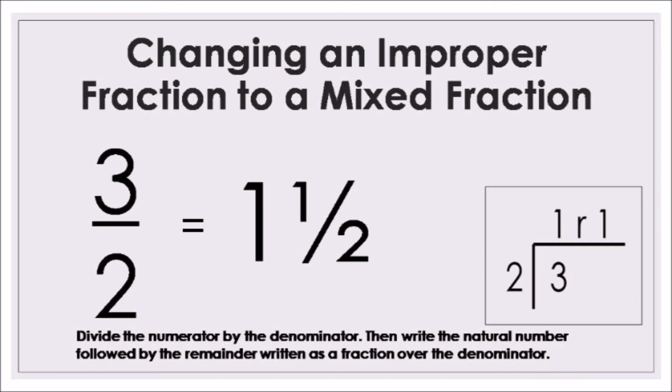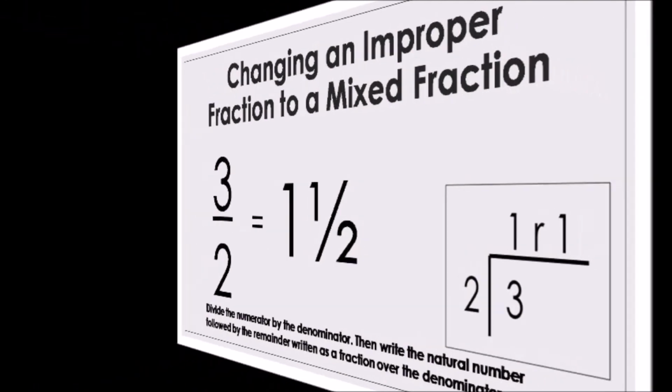To do that, you have to be able to divide. So I did the division for you. Divide the numerator by the denominator. So you put 2 on the outside, 3 on the inside. Divide 2 into 3: 1, remainder 1. So your mixed fraction would be 1 and the remainder over the denominator, 1 1/2.